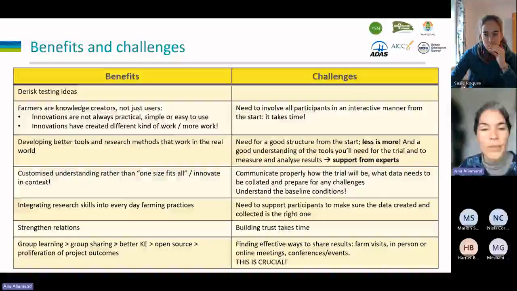We all know that it's not only that one field is different from another. We all know that different years are different from others. So it's a way to address the immense variability that you can see in on-farm work. It also allows you to integrate all the skills into everyday farming practices. People are testing as they're doing, and they can tell you what works and what doesn't work.